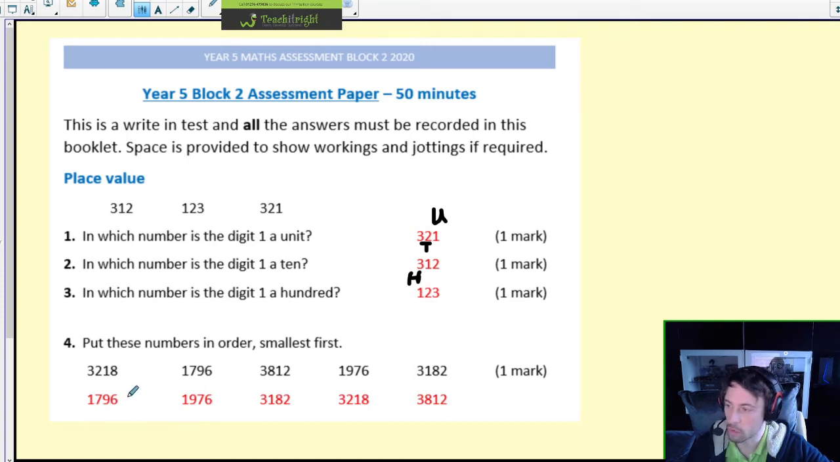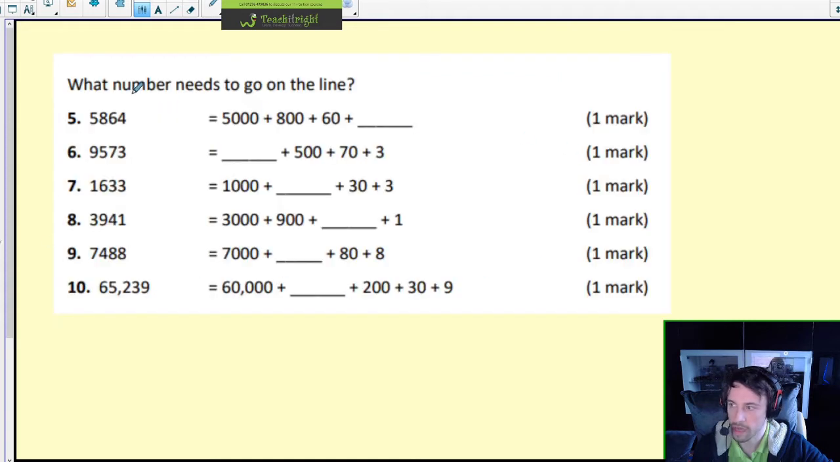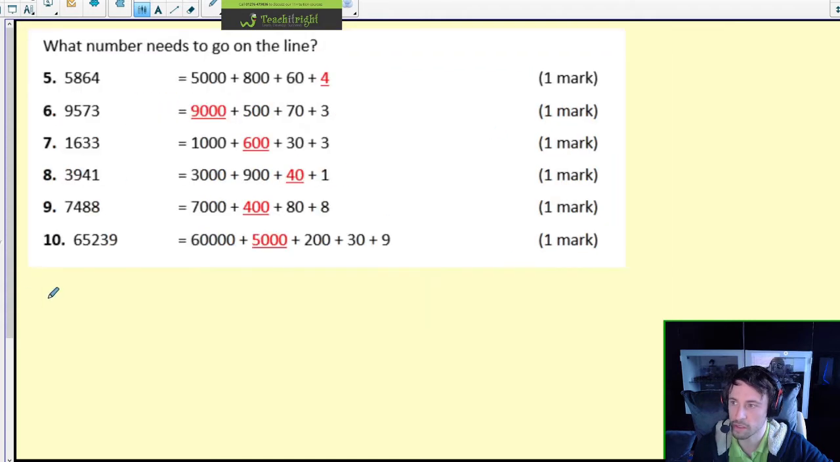Put these numbers in order with the smallest first. So 1796, 1976, 3182, 3218, and 3812 in that order. Next section, next 5 are as follows.